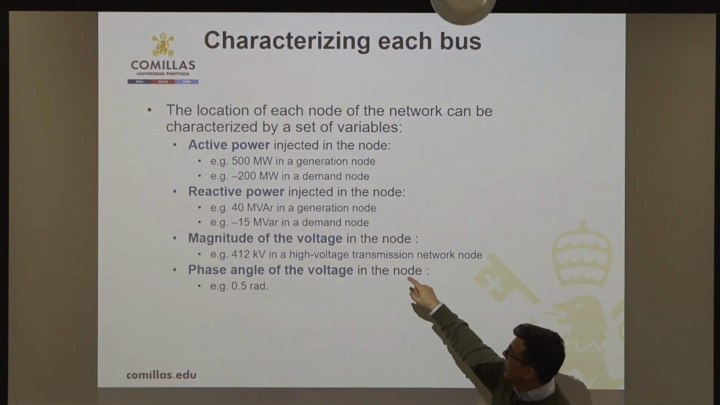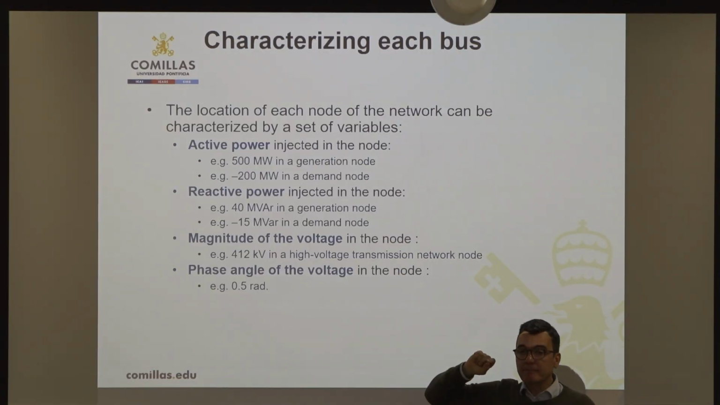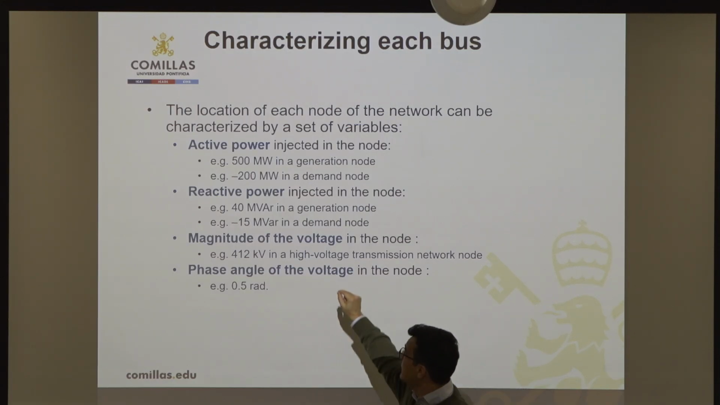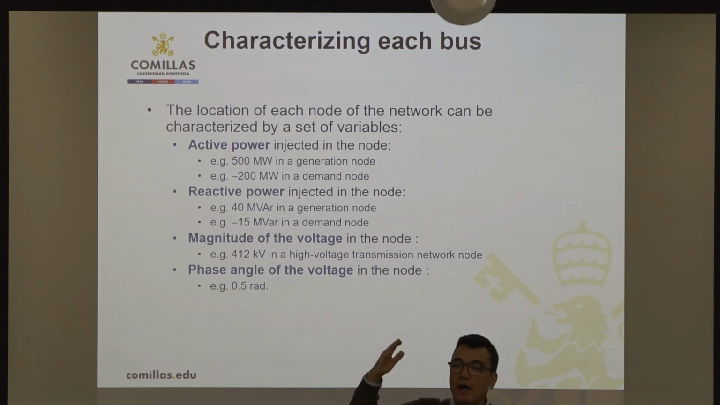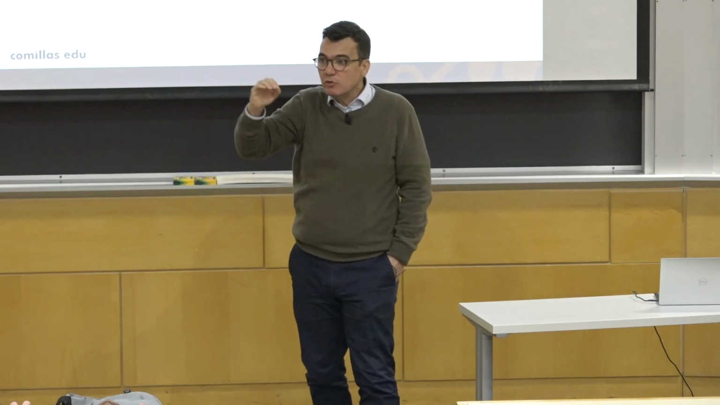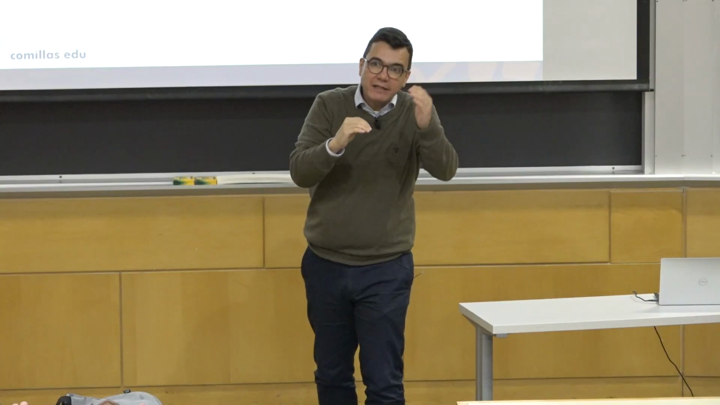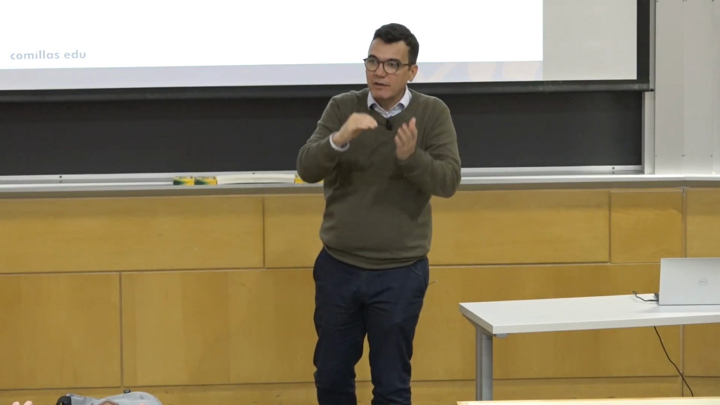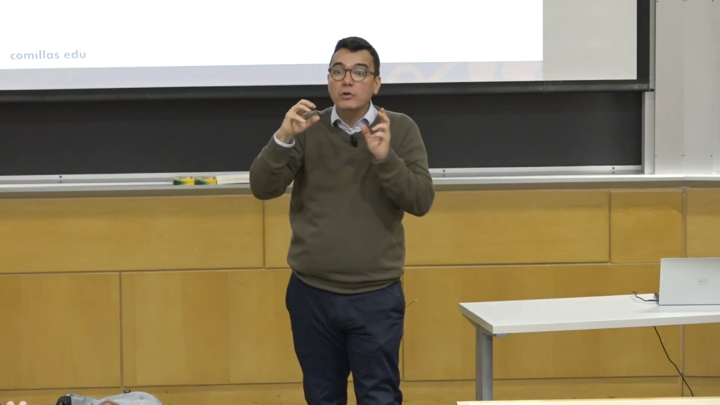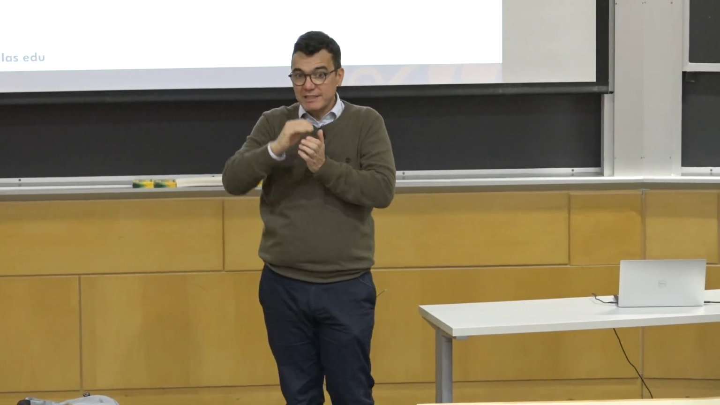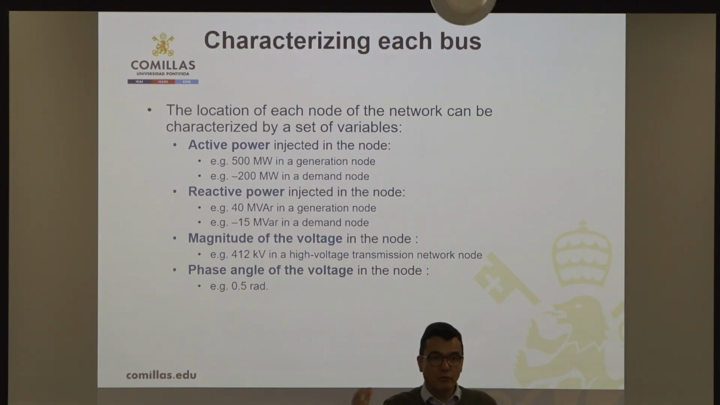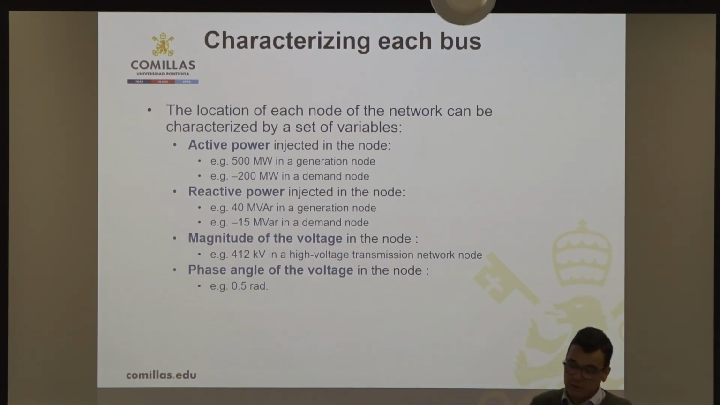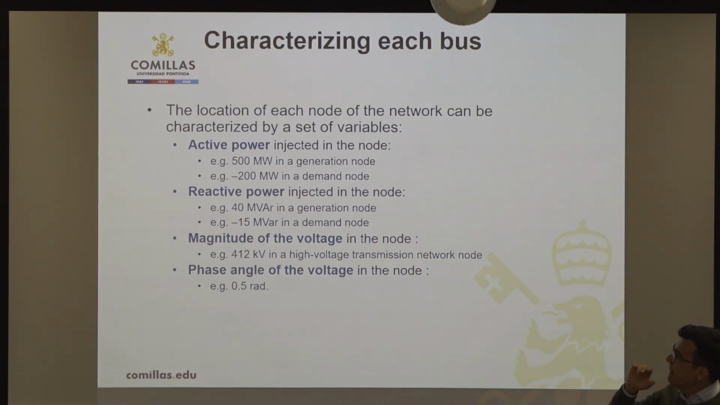Also, the system at every node has a magnitude of the voltage. The nominal voltage might be 400 kilovolts, but instantaneously you may have 410, 415, or 395. There is a given tolerance where you can have more or less than the nominal value. This is the amplitude, okay? And also you have a phase angle, which is what I mentioned before, the angle between your voltage and the reference that you established, normally expressed in radians.